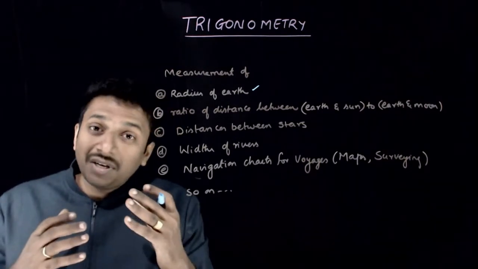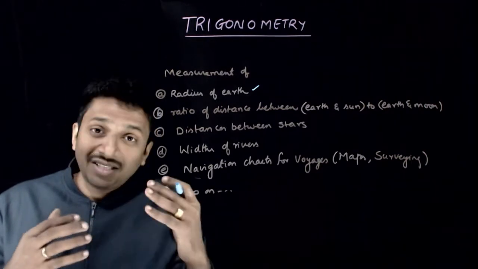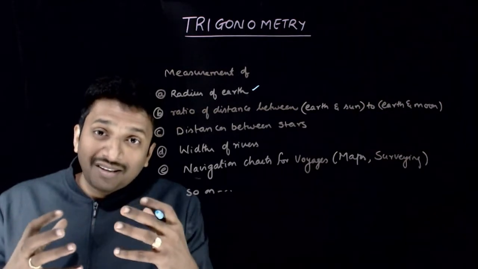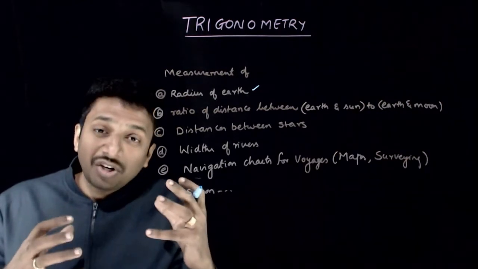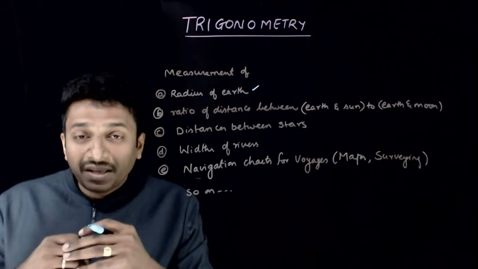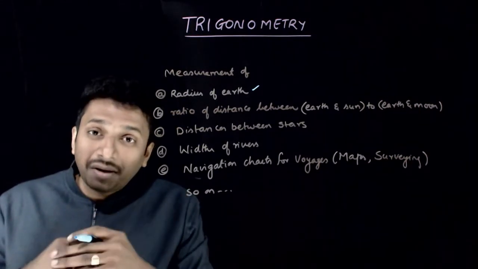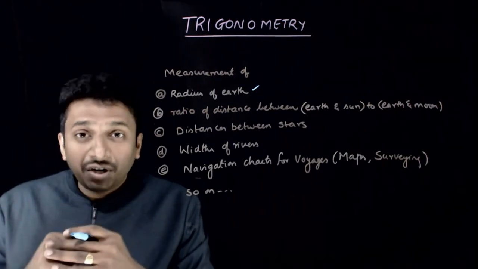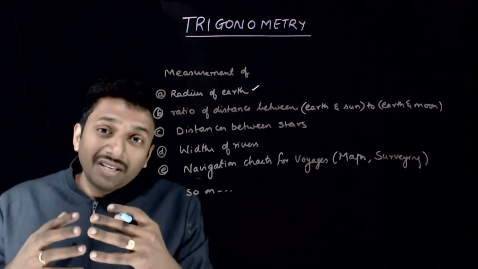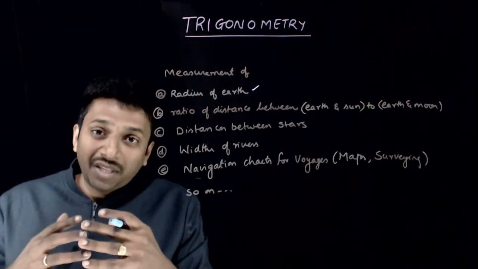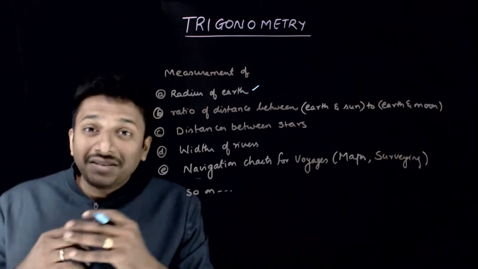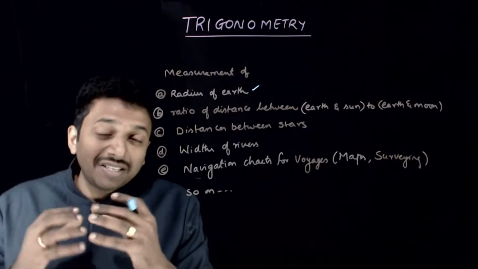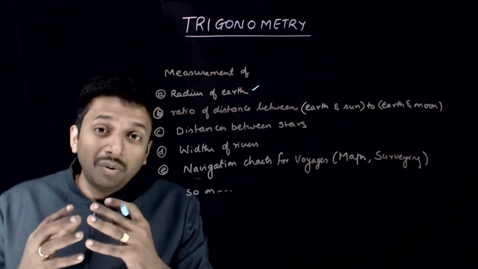And the width of rivers, navigation charts for voyages, for example, maps like the world map, and this trigonometry is also used in surveying. And the uses of trigonometry go on and on. And recently the GPS system which we use uses the concepts of trigonometry. The navigation systems for all the machines that we use depend on basic trigonometry. So the uses of trigonometry are endless. But trigonometry starts with very basic principles which you need to understand thoroughly.